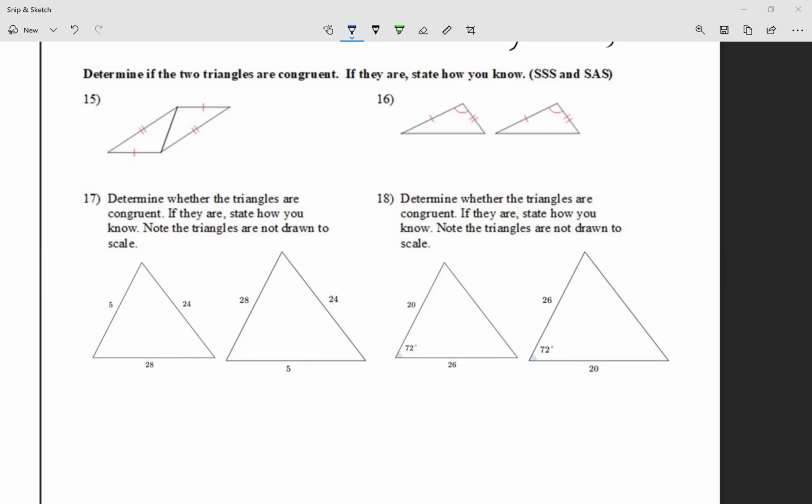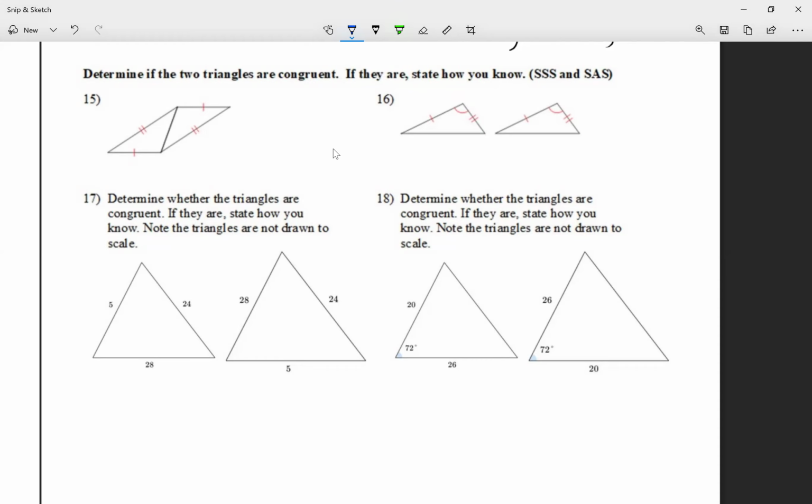Our assignment, we first start here. I'm gonna be working questions 15 through 22, by the way. So I see here that says determine if the two triangles are congruent. And if they are, state how do you know? And I even wrote SSS or SAS to remind you side, side, side, or side angle side. Now, interesting. Let me talk about this rule here.